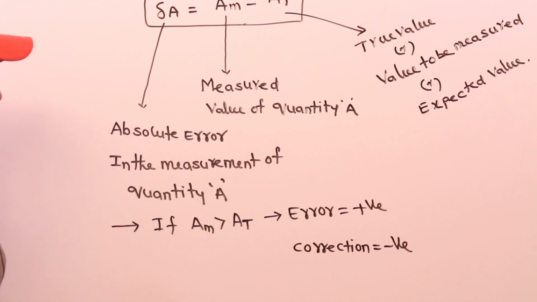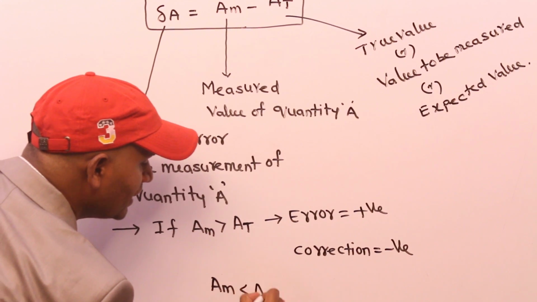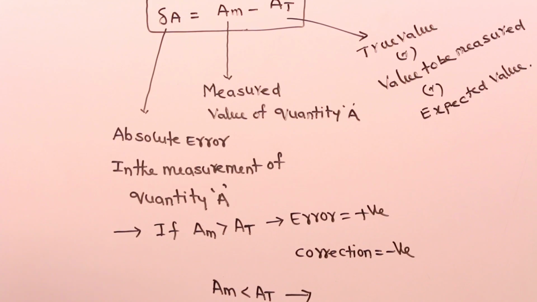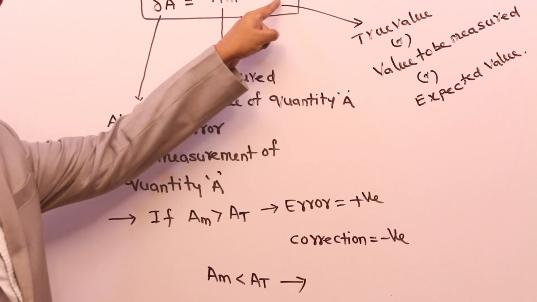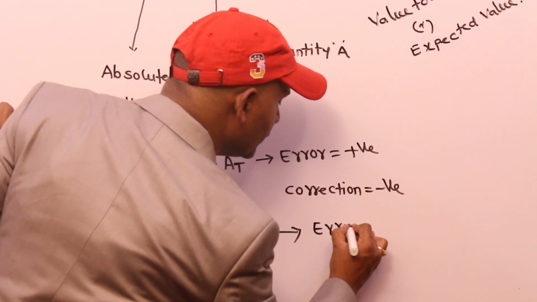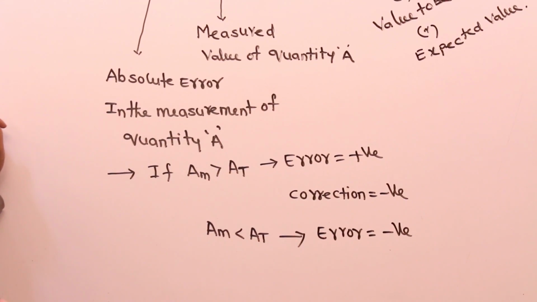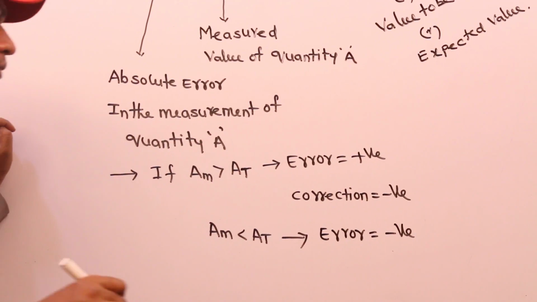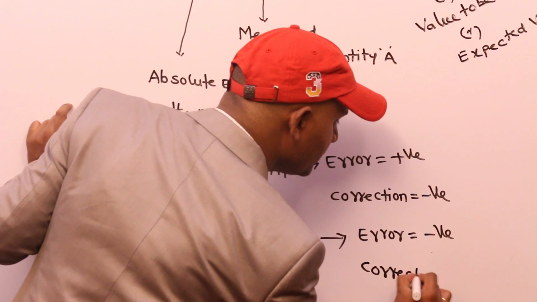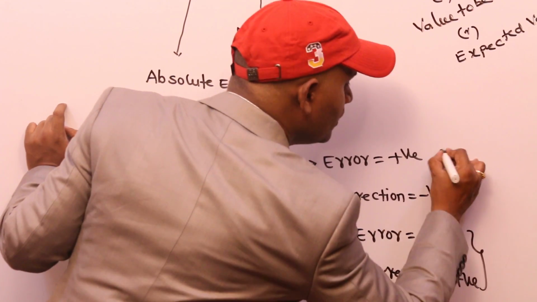If the measured value is less than the true value in a particular measurement, then the error is negative. If error is negative, to make the error 0, correction should be positive. Correction is positive. That is the meaning.